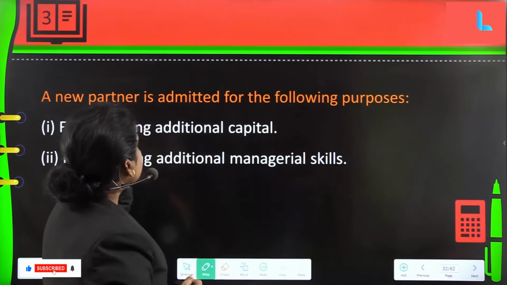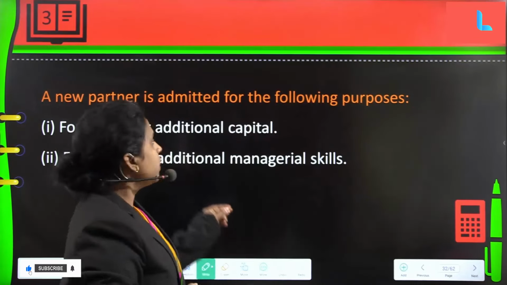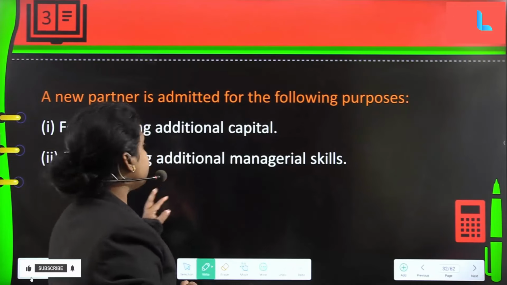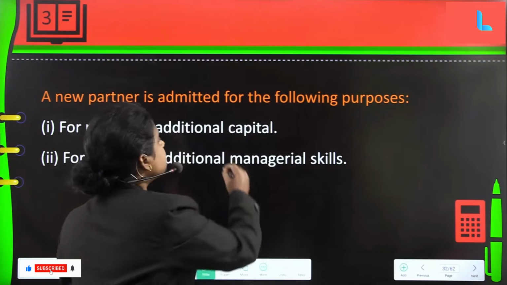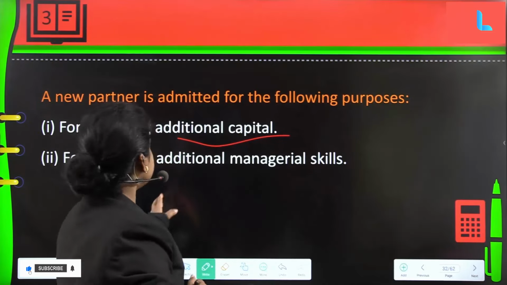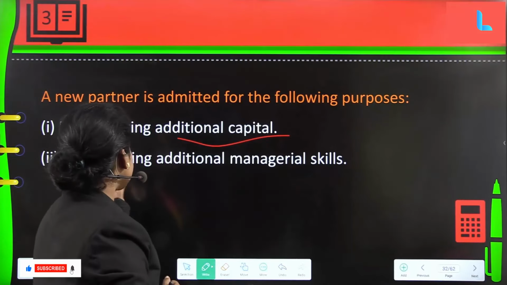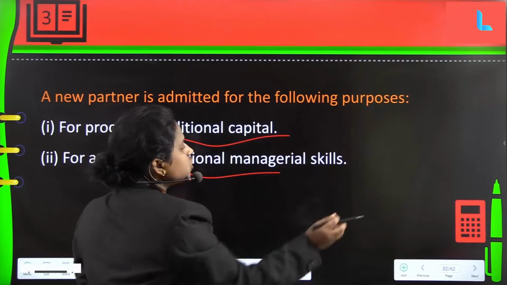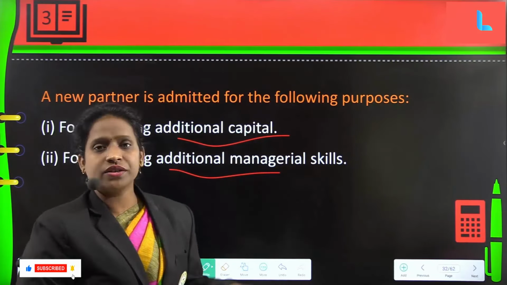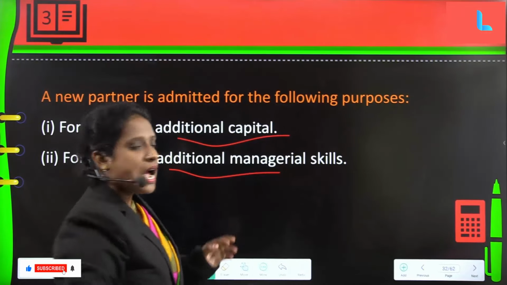And again, a new partner is admitted for the following purposes. When do we have to admit a new partner, and for what purpose? One is for procuring additional capital. To procure additional capital, there is a requirement of new partners. And the second purpose is for acquiring additional managerial skills. That is the other purpose for which a new partner should be admitted.